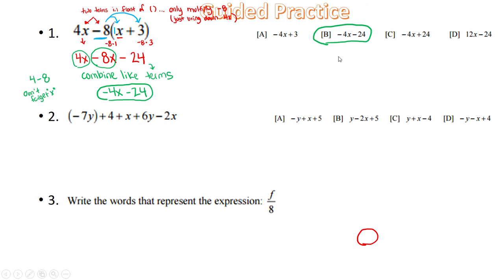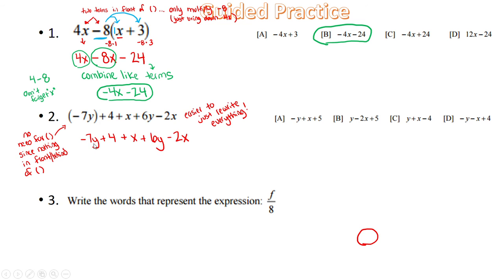All right, moving on to number 2. Number 2 also has a parentheses, but they're trying to trick you. We got to understand that. There's nothing in front or behind this parentheses that stands for multiplication. I do have a plus sign, but that doesn't mean multiplication. So there's no reason at all for this parentheses. So that means I can just rewrite this problem without parentheses. Makes it a little bit easier to understand.